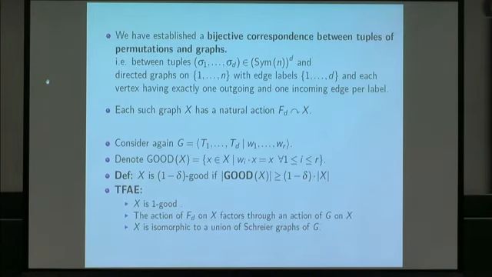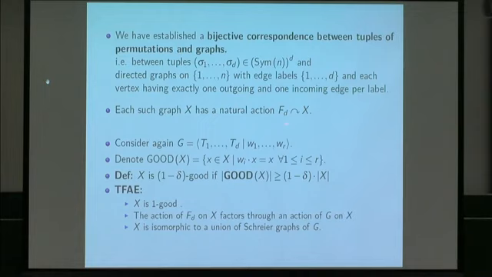And this actually establishes a bijective correspondence between tuples of permutations and graphs. More accurately, tuples sigma 1 up to sigma d of permutations on some n elements, and directed graphs on the elements 1 to n with labels 1 to d on the directed edges, and each vertex having exactly one outgoing and one incoming edge per label. This is the combinatorial definition, the equivalent of what it means to have a set with an action of the free group.